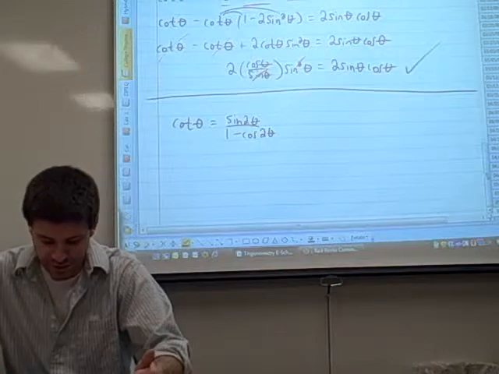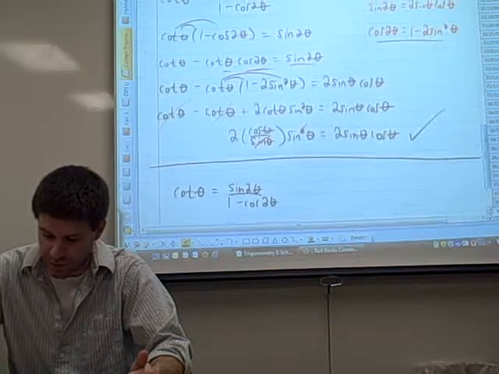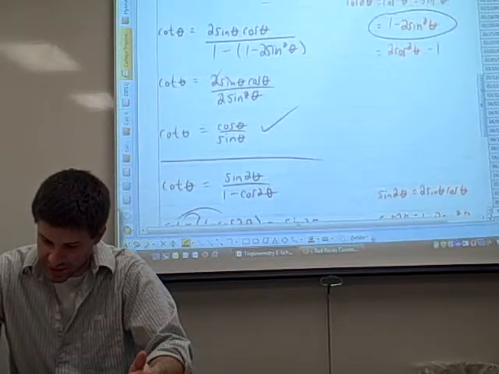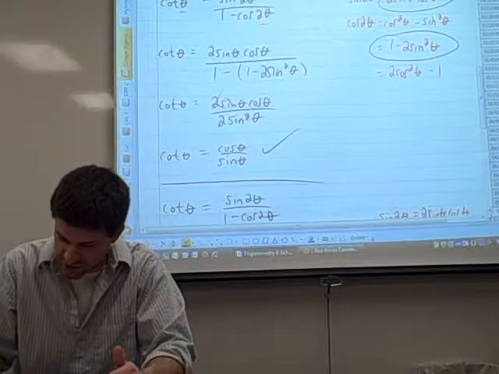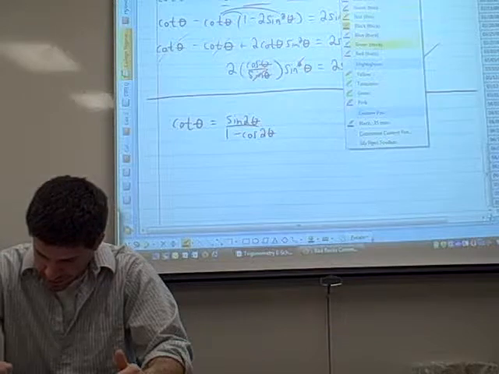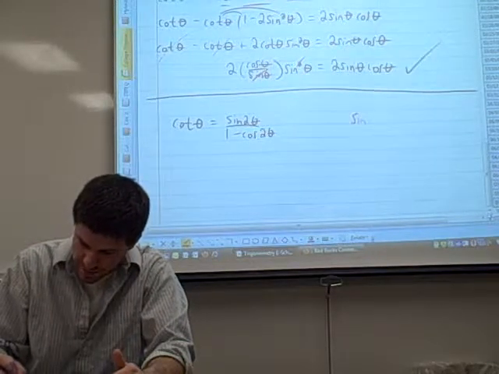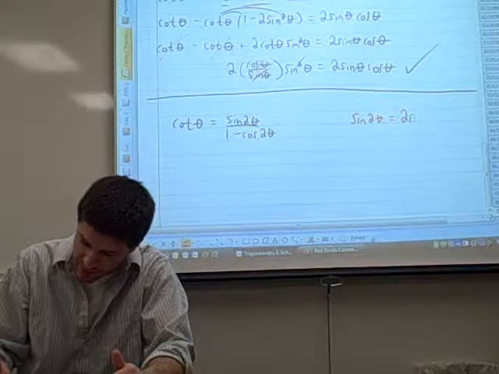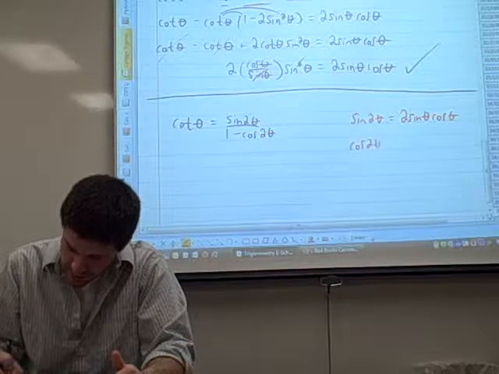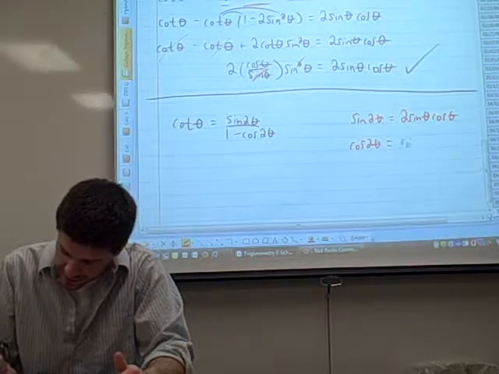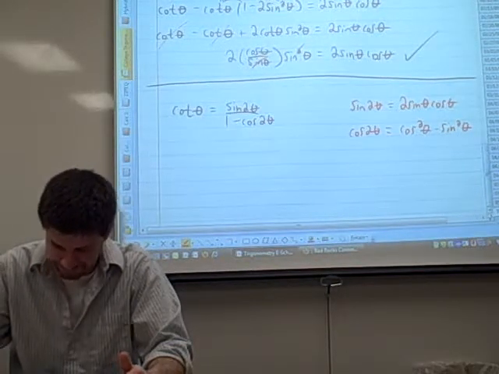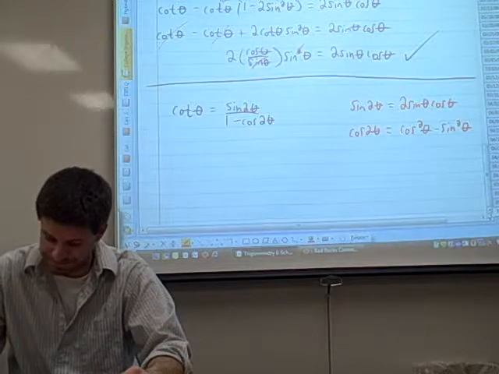Okay, so instead of immediately plugging in 1 minus 2 sine squared theta for cosine of 2 theta, I'm going to try a different one. Let's try, it really doesn't matter, cosine squared theta minus sine squared theta. So I'm going to plug in sine 2 theta equals 2 sine cosine, and I'm going to use cosine 2 theta equals, say, cosine squared minus sine squared. And we'll see if that works.